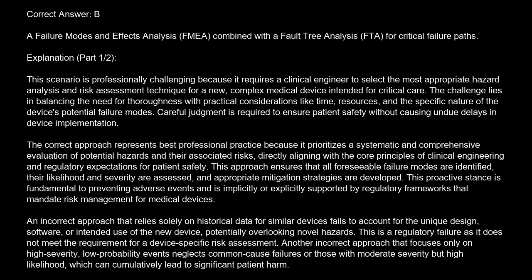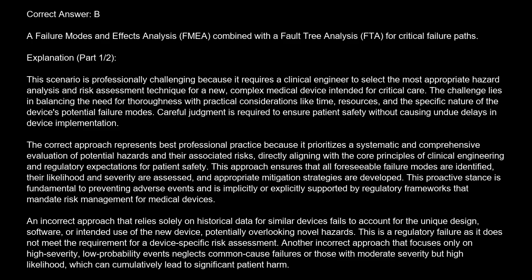This approach ensures that all foreseeable failure modes are identified, their likelihood and severity are assessed, and appropriate mitigation strategies are developed. This proactive stance is fundamental to preventing adverse events and is implicitly or explicitly supported by regulatory frameworks that mandate risk management for medical devices.